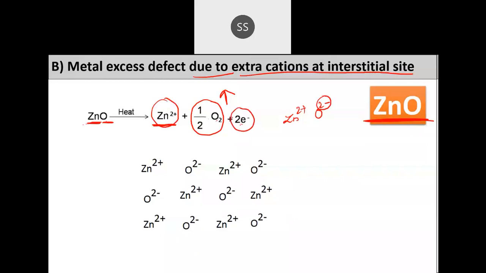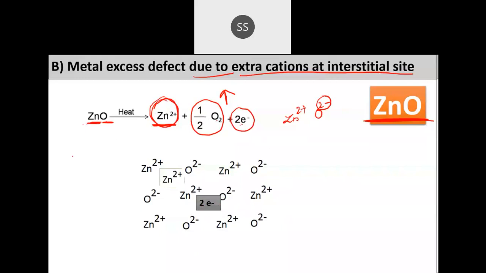So what happens is, when oxygen has gone out, these 2 electrons will shift themselves to one of the interstitial sites. You can see the 2 electrons shift themselves to one of the interstitial sites, and this cation also will shift itself to one of the interstitial sites. Due to this, the color will be important.